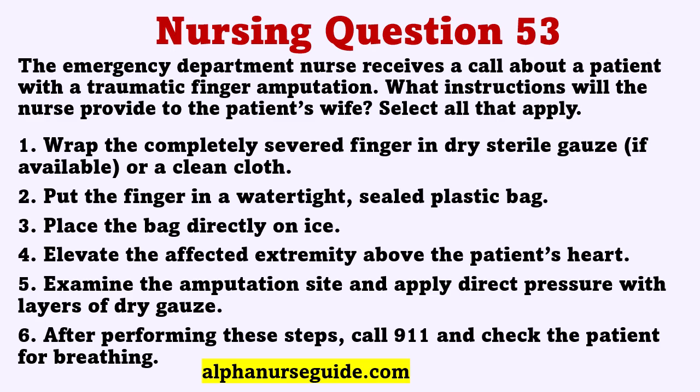Rationale. For a person who has a traumatic amputation in the community, first call 911 and then assess the patient for airway or breathing problems. Examine the amputation site and apply direct pressure with layers of dry gauze or cloth. Elevate the extremity above the patient's heart to decrease the bleeding. Do not remove the dressing to prevent dislodging the clot.